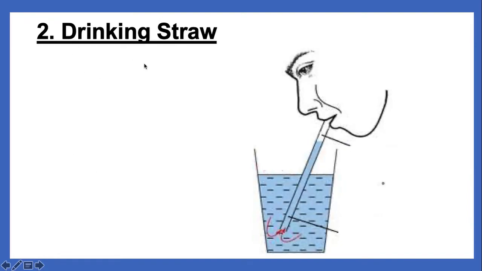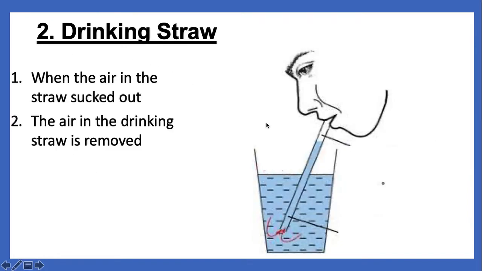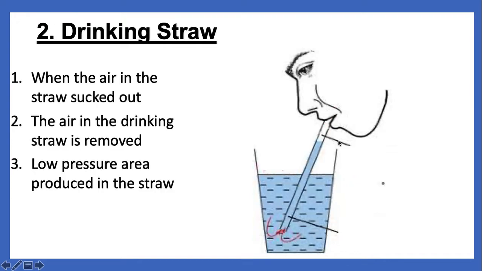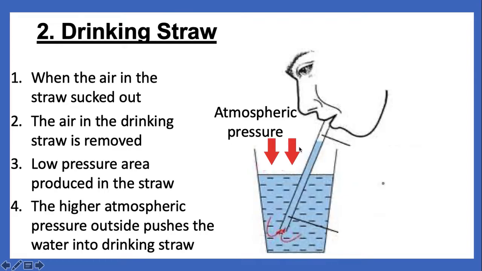A drinking straw. When the air inside the straw is sucked out, the air inside the drinking straw is removed. Therefore, a lower air pressure is exerted inside the straw, while the higher atmospheric pressure, which exists naturally in our surroundings, will push the water and the water will flow into the straw.